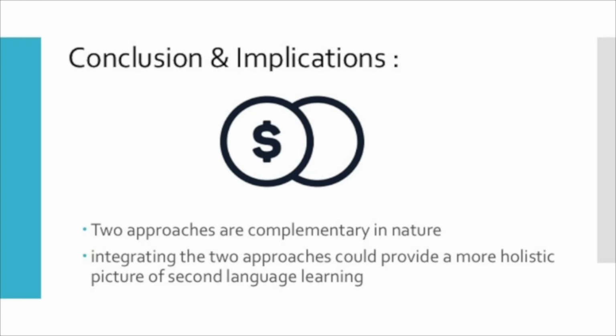So, in essence, my argument is that the two approaches collectively contribute to explaining two separate sides of the same coin, with one side being social context and the other being second language acquisition. The article therefore proposes that because the two approaches are so complementary in nature, integrating the two would provide a much more holistic picture of the social nature of L2 learning.